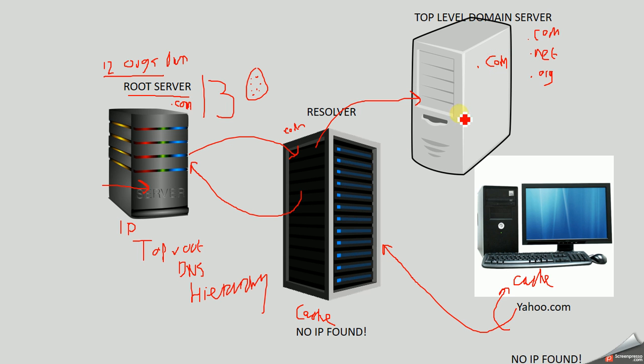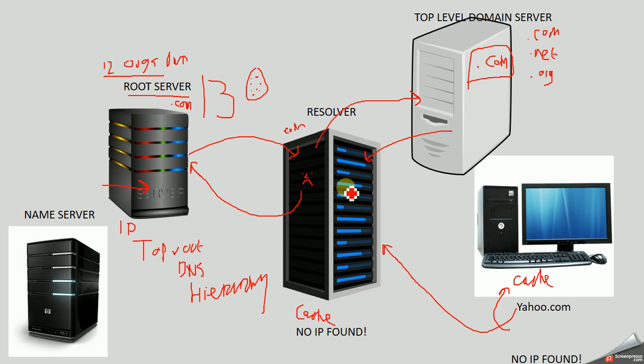So the resolver then says, hey, I know you're a .com, top level domain server, but can you tell me the IP address of Yahoo? The top level domain server says, no, I'm not in charge of names, I just know how to help you out. So the resolver's like, oh my god, this is taking forever. So the top level domain server passes on the information to the resolver again and says, hey, go and speak to my friend, the name server. So the resolver then goes all the way to the name server, and we start again.